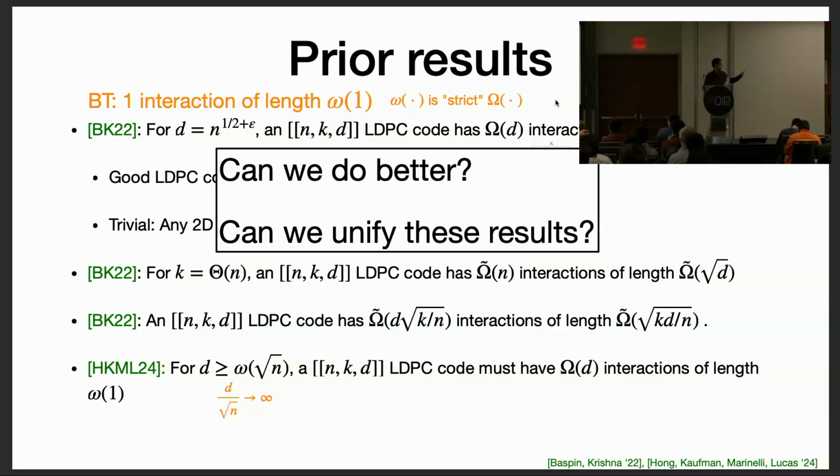Like, are these bounds optimal? Can we prove better bounds? And also, can we unify these results? There's kind of 4 different bounds, and they kind of all work, some are better in different parameter regimes. Can we find kind of one result that sort of says everything we need to say about this problem?